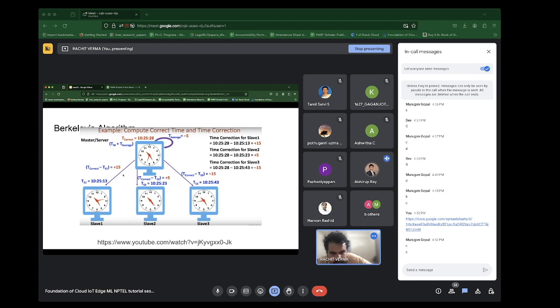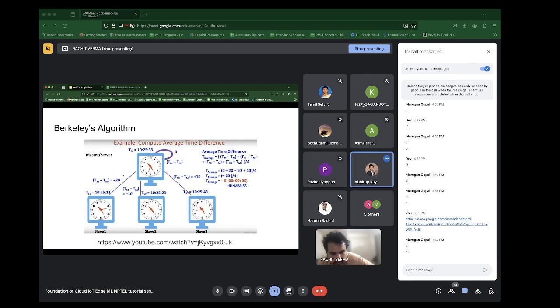Can you go to previous slide one? Yes. Okay, so you made minus 5 to the server. Okay, so this is another way of thinking about it.